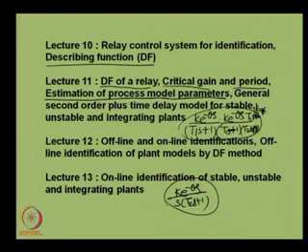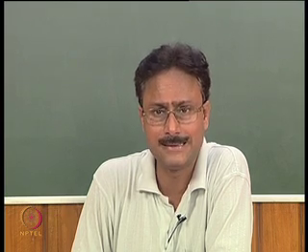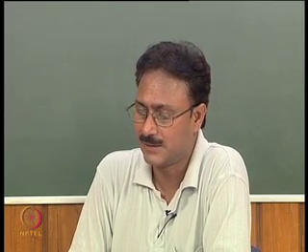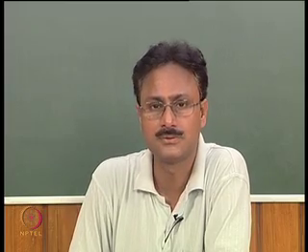Lecture 12 will discuss the offline and online identification. What are offline and online identifications? In the offline identification, the controller is replaced by a relay and the parameters of the dynamic model of the plant are estimated first. Then the controller parameters are tuned based on the acquired model. That is known as offline identification and tuning of the controller.